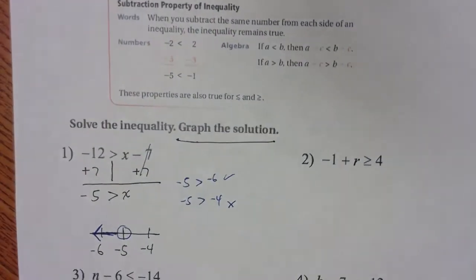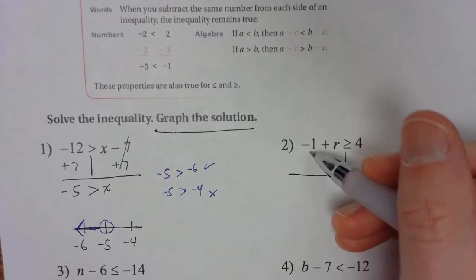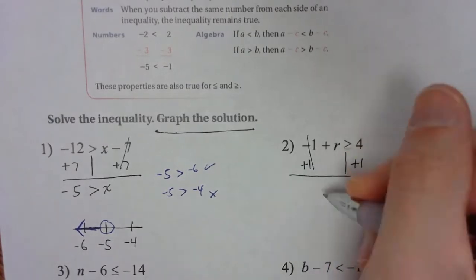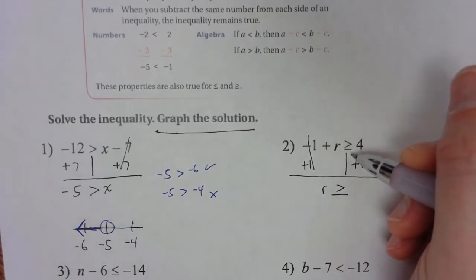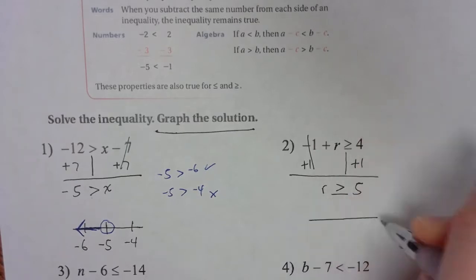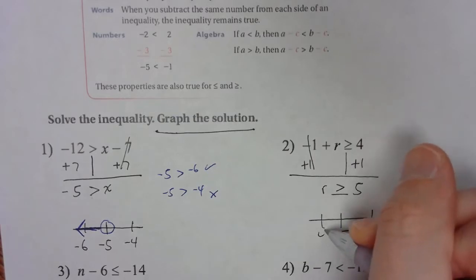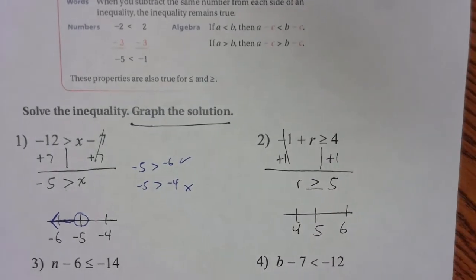Let's look at number 2. Once again, same thing. How do I get rid of a negative 1? Add 1. Do the same thing on both sides. Bring down greater than or equal to. 4 plus 1 is 5. Let's draw your graph. 5 goes in the middle. 4 is below it. 6 is above it.